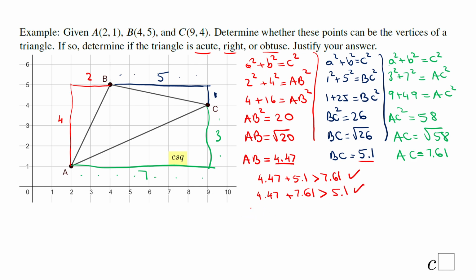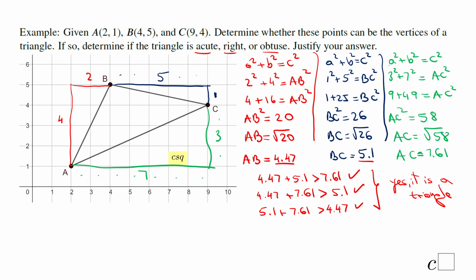And then the last thing, right? 5.1 plus 7.61. Is that greater than 4.47? By using these inequalities and checking them, we know now, yes, it is a triangle. But of course, like I said, if you have graph paper, plot the points and you'll see it's a triangle. In fact, you can see that this one looks like an obtuse triangle.